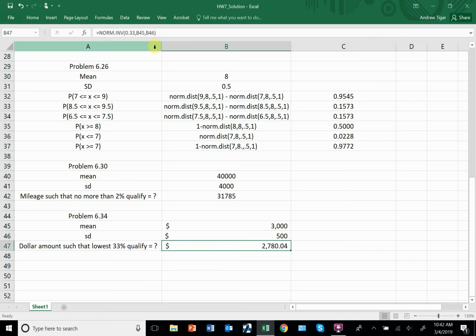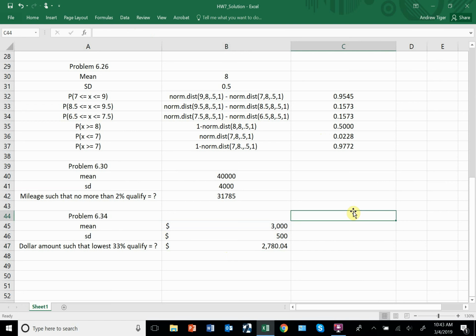Well, that's using the norm INV function. And we put in 0.33 because it only happens 33% of the time or less. That way, if someone's healthcare cost is $2,780.04 or less, the next year we'll offer them a premium deduction. We don't want to offer this to very many, only 33%. Okay, that's the homework.